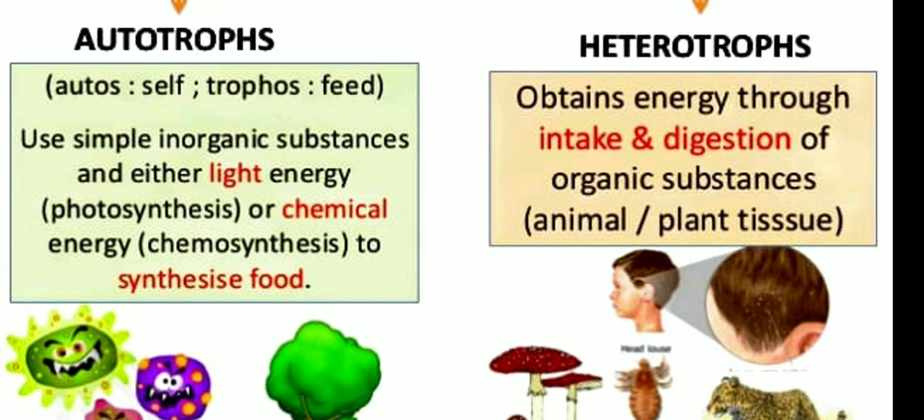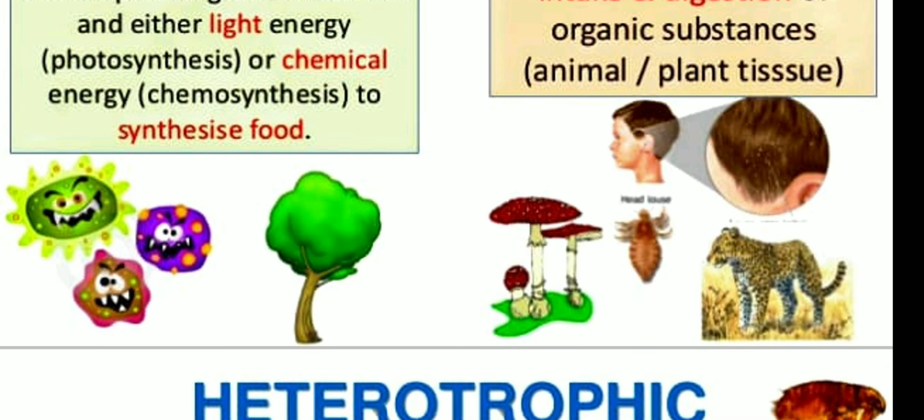They feed themselves. So autotrophs possess some photosynthetic pigments for trapping the light, and then they convert light energy into chemical energy. For example, green plants and cyanobacteria.